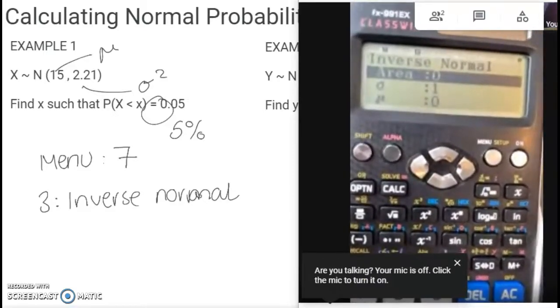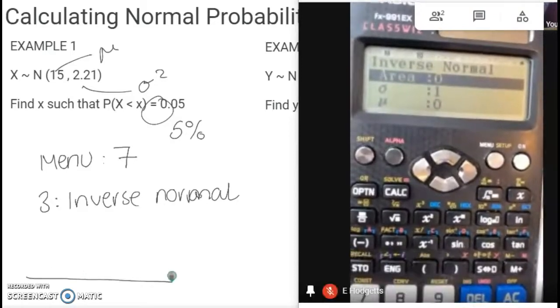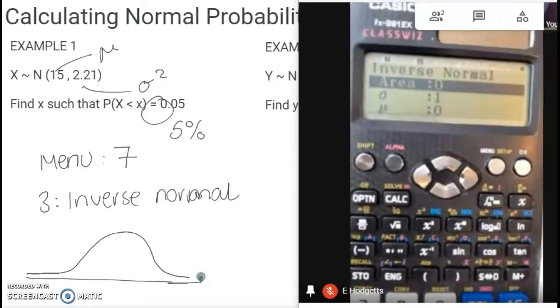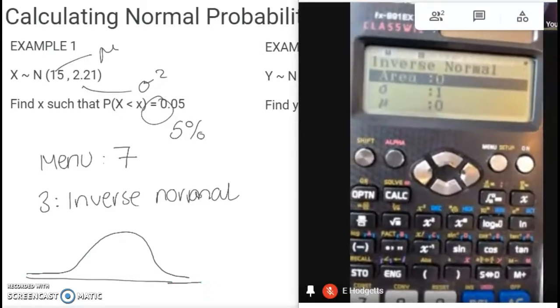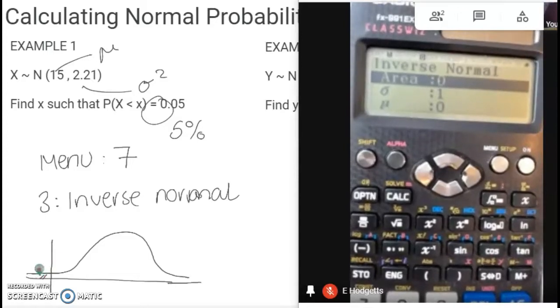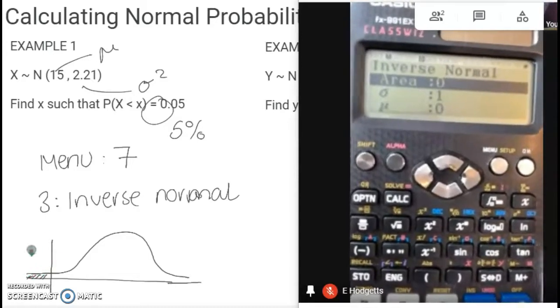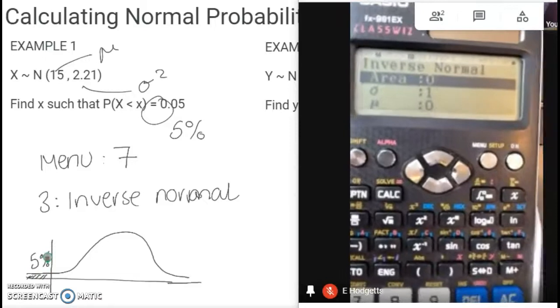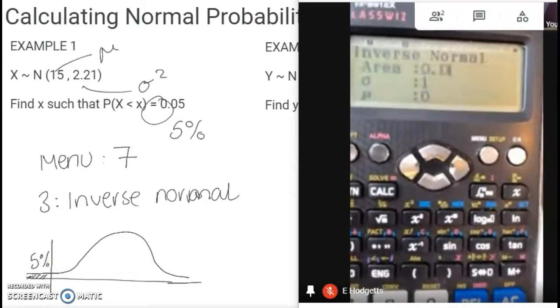So thinking about our normal diagram, and that area is asking me, I want to know in this question, less than my value gives me 5%. So down here, less than that point is 5%. So my area is 0.05.